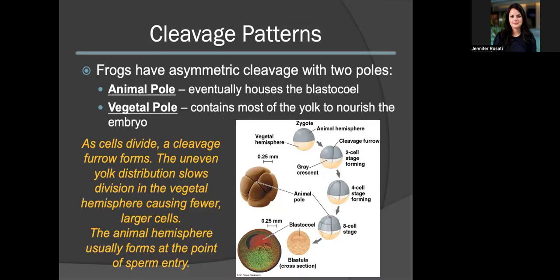As the cells divide, a cleavage furrow will form. However, the unequal yolk distribution will slow cell division in the vegetal hemisphere. This causes the production of fewer and larger cells. The animal hemisphere is usually designated and forms at the point of sperm entry. The diagram to the right depicts the pattern of cell division in the frog embryo. Note the incomplete cell division where the yolk is, and also note the presence of the blastocoel, which forms within the animal pole or animal hemisphere.